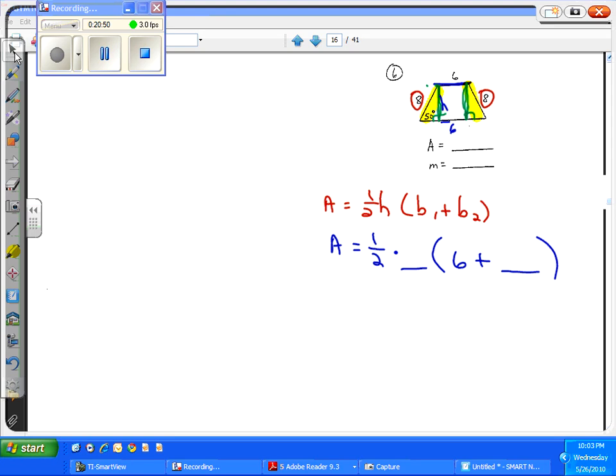This little piece of the base is 6. We're going to need to find the other two little pieces of the base. We know they're congruent, and add those all up to get the lower base. So I'm going to extract a triangle. This is 8. 50 degrees. Try again.